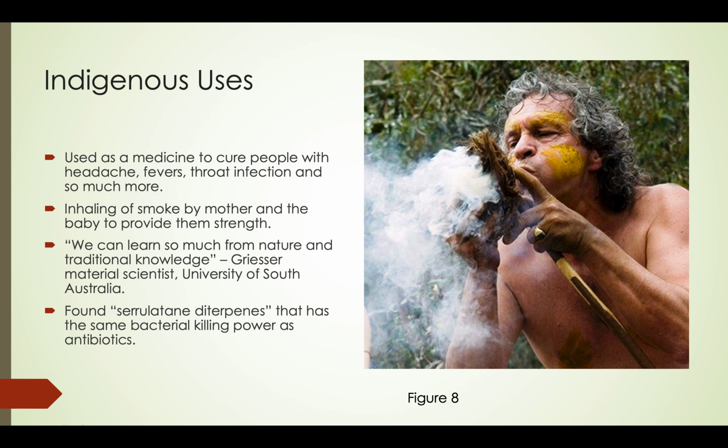A material scientist named Groundsell from the University of South Australia said we can learn so much from nature and traditional knowledge. He says Aboriginal people use leaves of Eremophila plants which grow in Australian desert areas to make ointments for skin abrasions, and gargle for throat infection. He and his team extracted 11 compounds called serrulatane diterpenes from the leaves of Eremophila and found they had the same bacterial killing power as established antibiotics today.